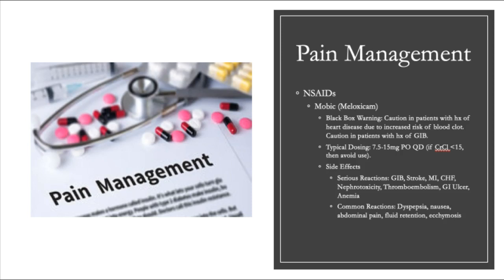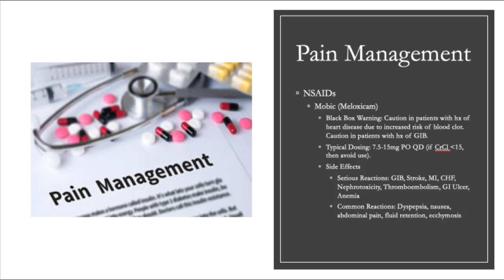You also have to be cautious in prescribing this for a patient that has a history of a GI bleed. If it was a pretty decent GI bleed and they had to go in and actually have a surgical repair to correct the GI bleed, I probably would not prescribe an NSAID to them. However, if for other reasons you're limited in your pain management options, then you have to look at risk versus benefit. So typical dosing for Mobic is 7.5 milligrams to 15 milligrams, and that's given daily. Now, if the creatinine clearance is less than 15, then typically you avoid use altogether.